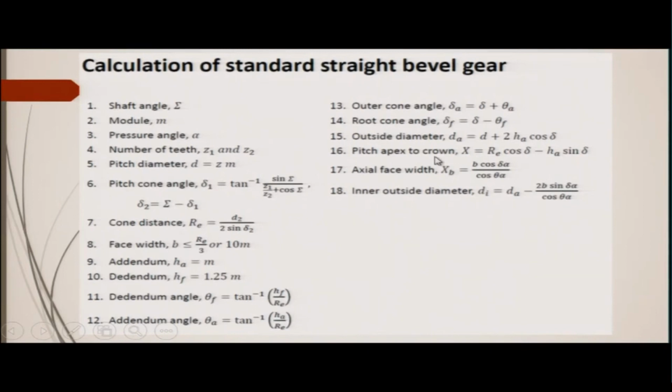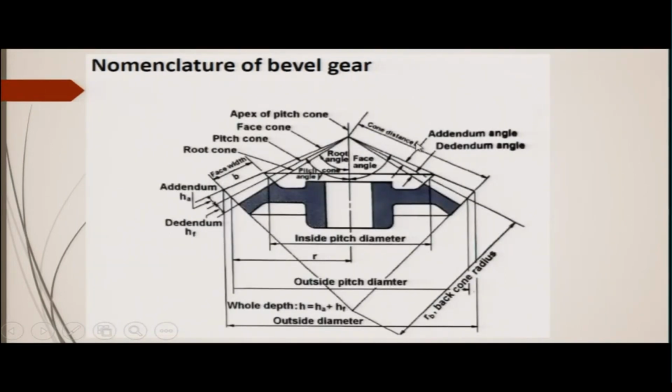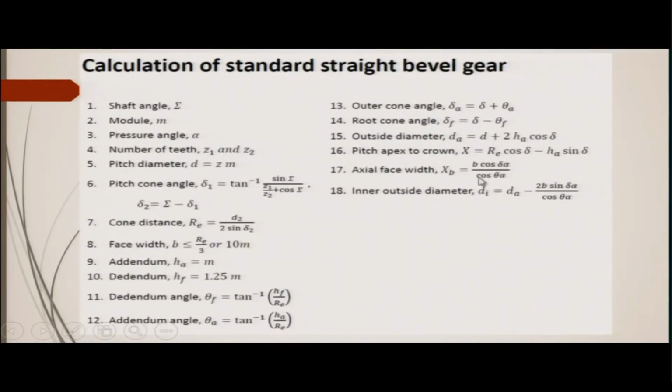Now, pitch apex to crown, this is X, you can find out from the drawing. This is the cone distance here, and the pitch apex is the apex of the cone. This is given by simple geometry, and the width you can find out. The inner outside diameter will be this, again you can simply find it out by this formula.